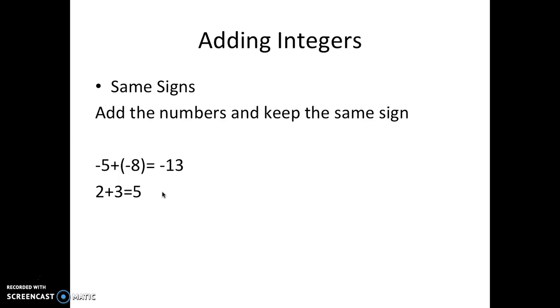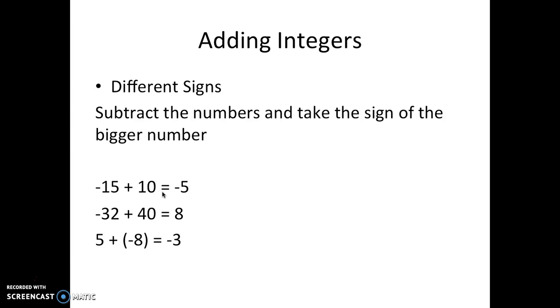We already do that all the time when we add two positive integers, so that's the other example that we have: 2 plus 3 equals 5. They're two positive integers, so the answer is positive. On the right side of your booklet, you're going to put different signs. So what happens when we add integers together when they have different signs?